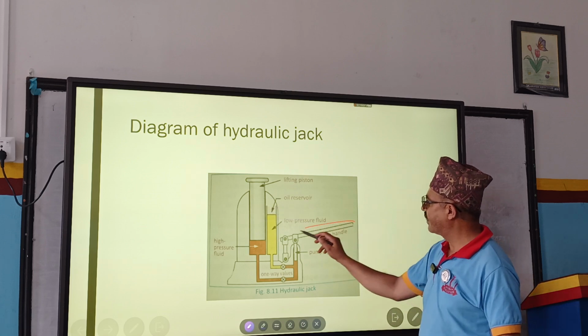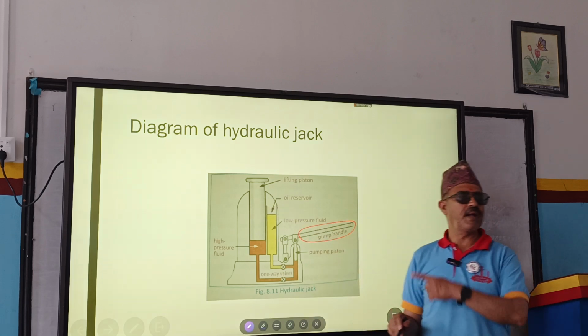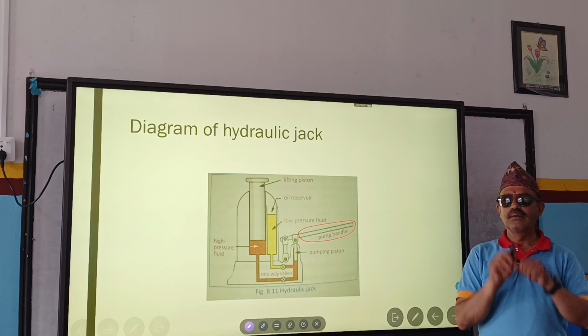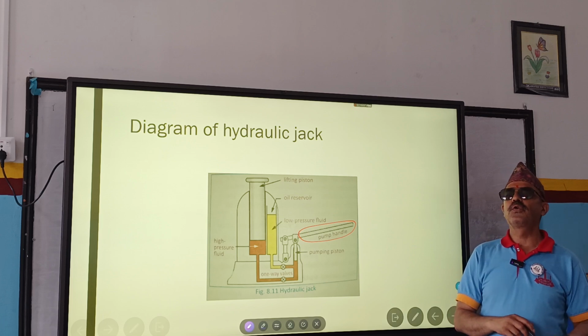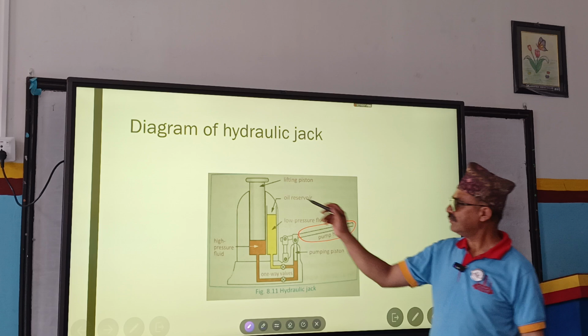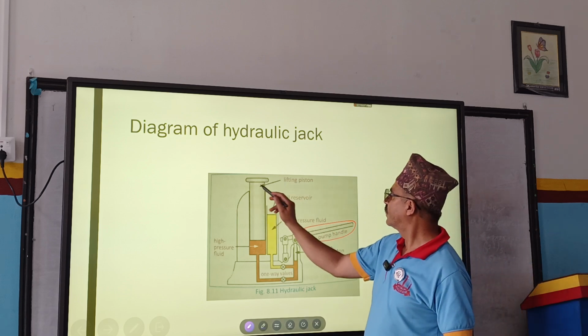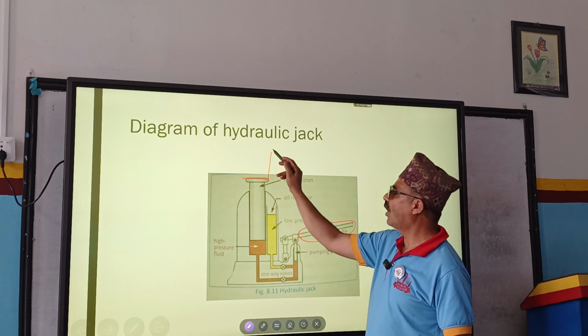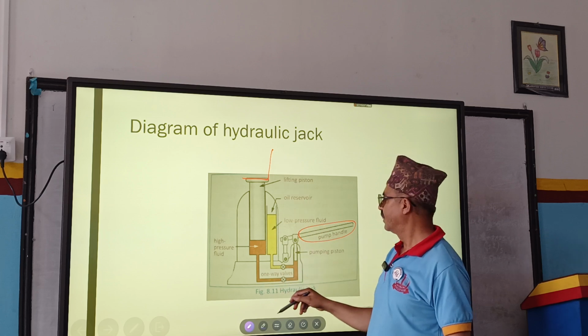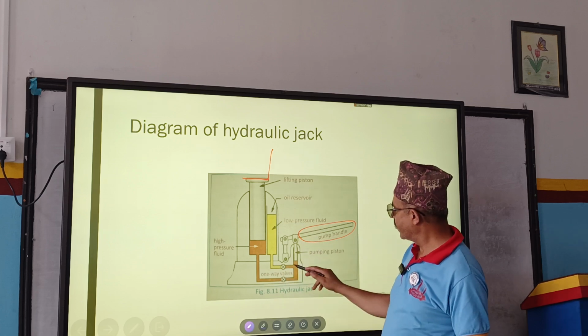Here is the pump handle. What is applied in this pump handle? Yeah. Force is applied here, right? And this is the lifting piston. It can go up, it can come down. How can it go up? Because of this liquid system.